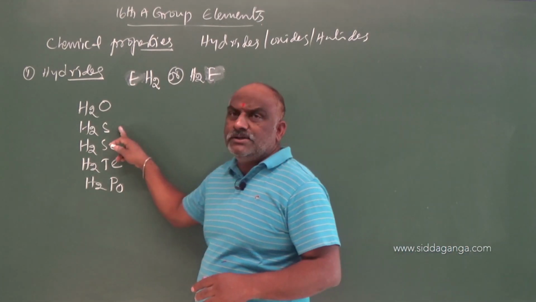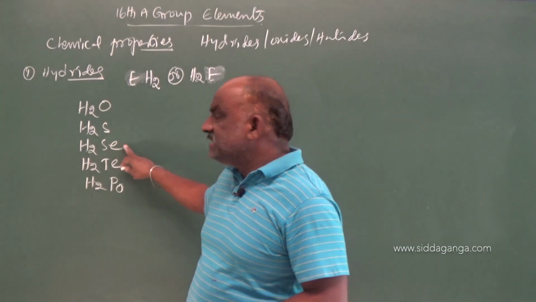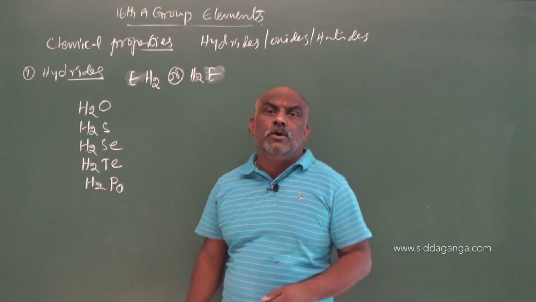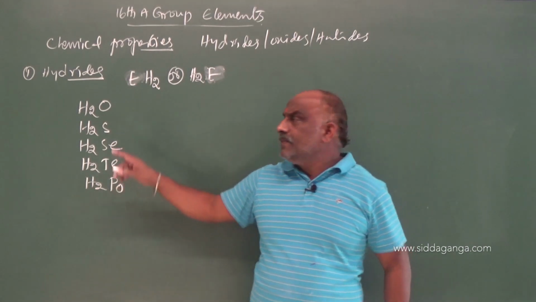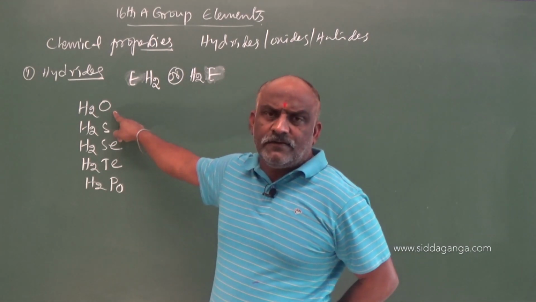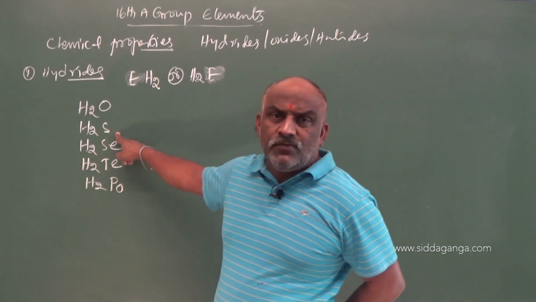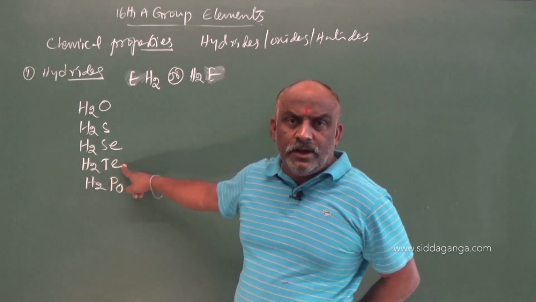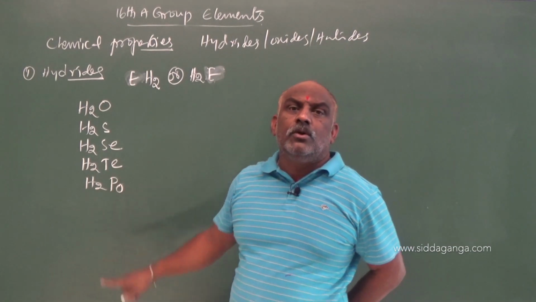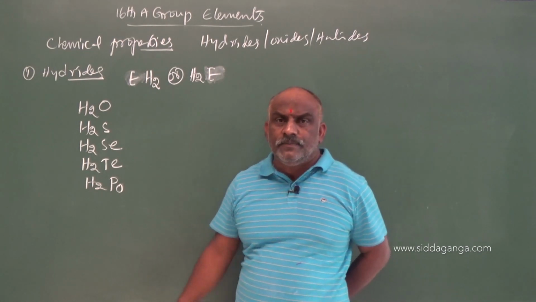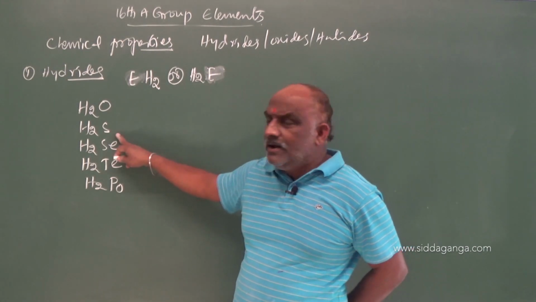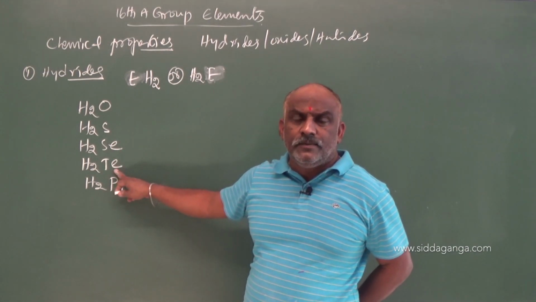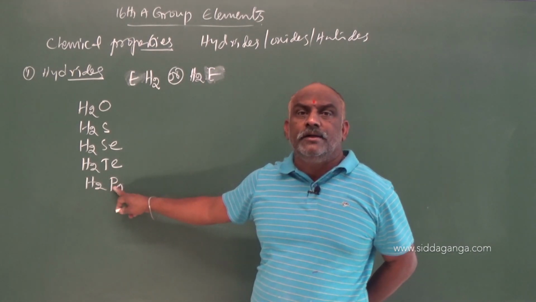H2O, we know, is called water. Then H2S is hydrogen sulfide, then hydrogen selenide, hydrogen telluride, hydrogen polonide. Clear? Water is called hydrogen oxide. Hydrogen sulfide, hydrogen selenide, hydrogen telluride, hydrogen polonide.